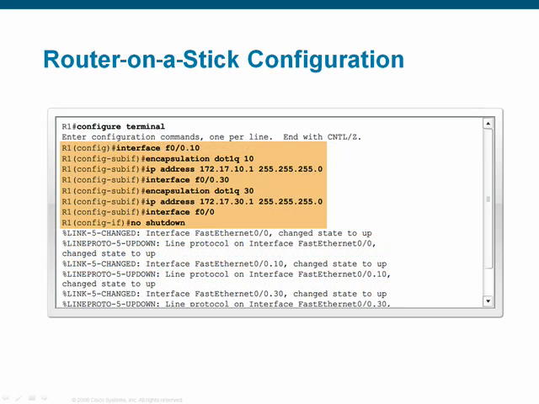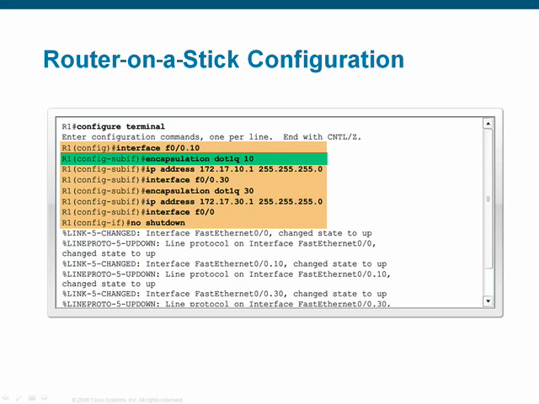When configuring subinterfaces, you must first create the subinterface by using the interface command followed by the interface ID and subinterface ID. In this example, subinterface 10 has been created on physical interface F0/0. The convention is to match the subinterface number to that of the VLAN ID. For example, subinterface 10 will be used for VLAN 10.